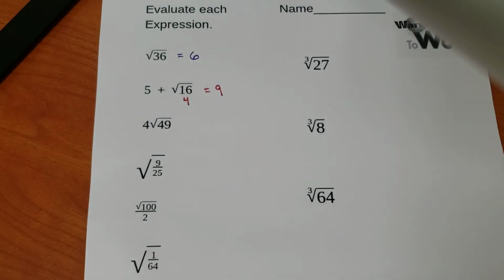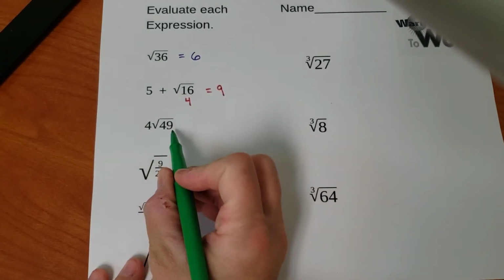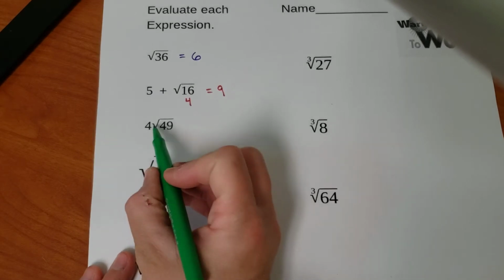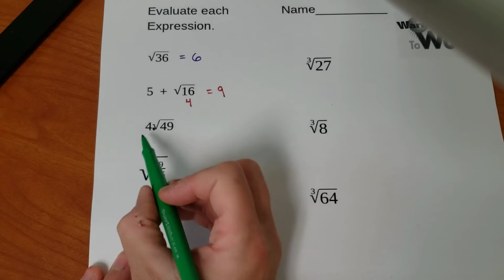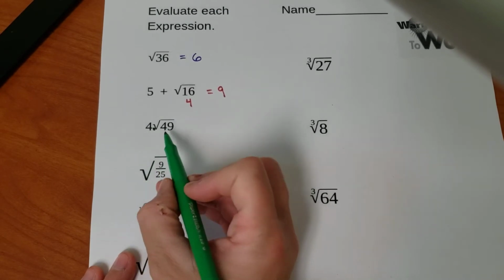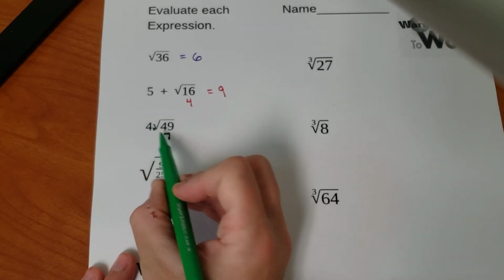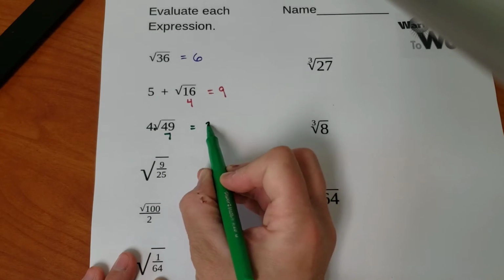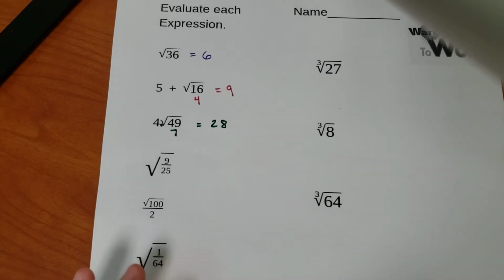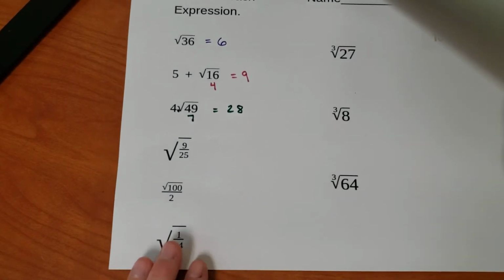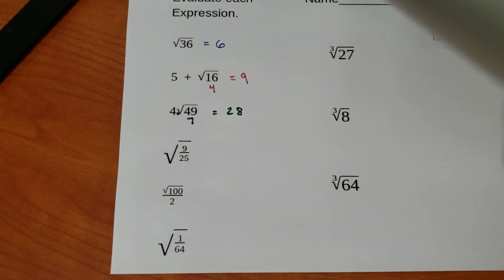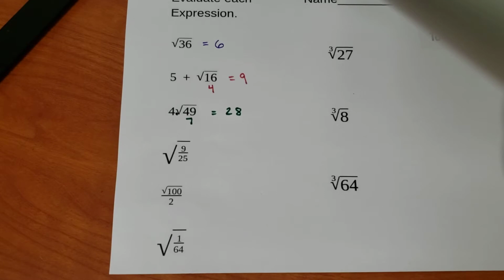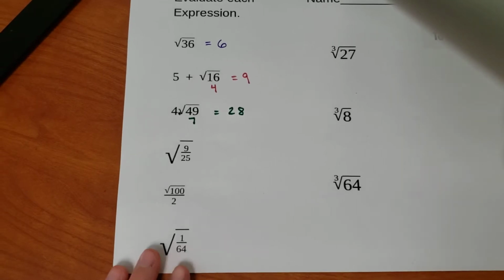The next one, a 4 is sitting next to the square root of 49. There's an invisible operation that you don't see. It's multiplication. So really this is saying 4 times the square root of 49. Being that this is 7, this is 4 times 7, which is 28. So far so good. Here I have the square root of 9/25.